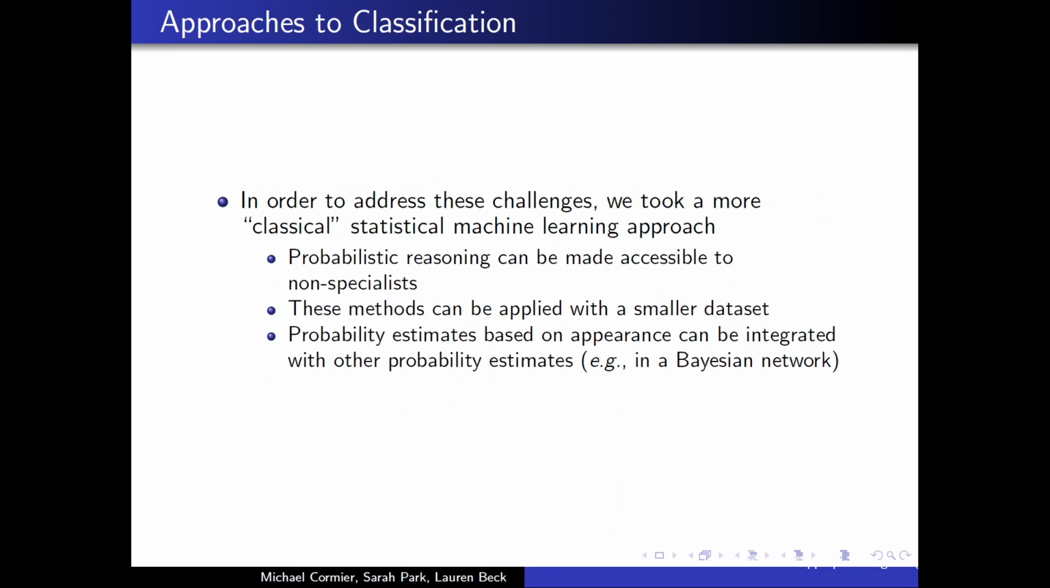In order to address these challenges, we took a more classical statistical machine learning approach. We use probabilistic reasoning, which we can make relatively accessible to non-specialists. We can use these methods with a smaller data set, and the probability estimates based on appearance can be integrated with other probability estimates. For example, into a Bayesian network that accounts for the visual appearance and the publication information.